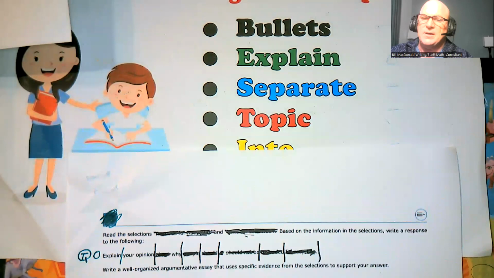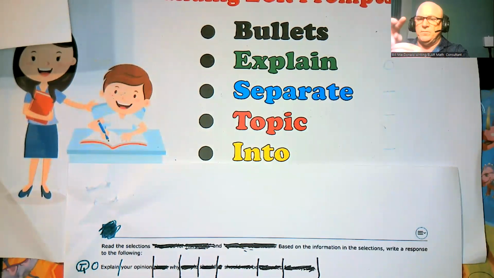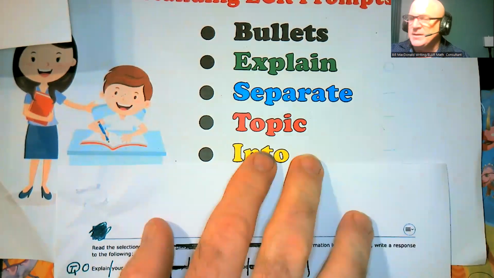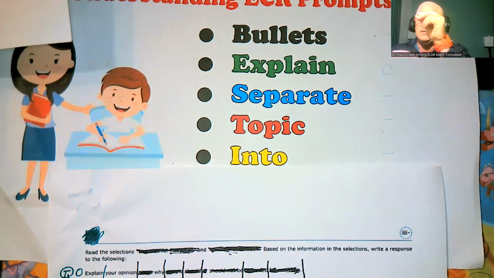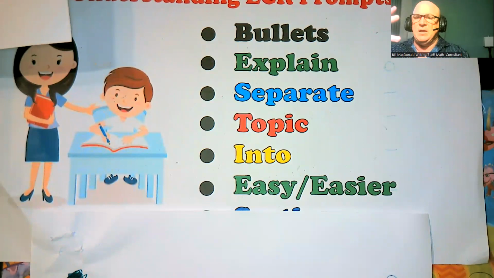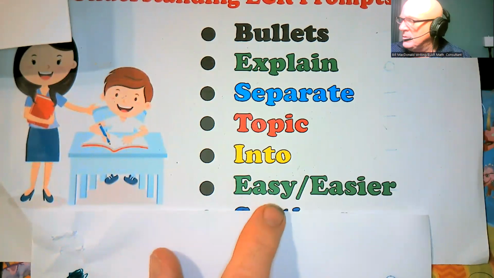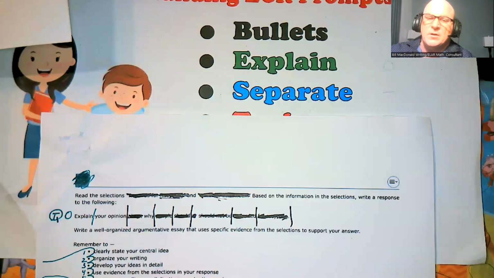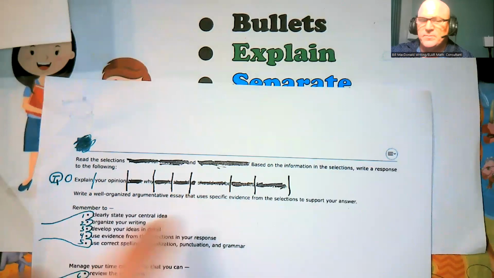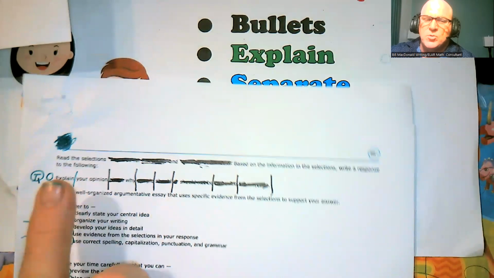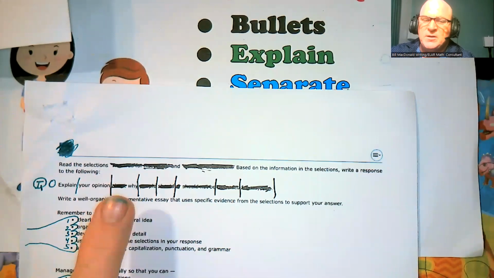How do you separate it? Into, into what? Well, probably E, Z, easy sections. The reason I'm saying that is because if some of your students are not at the sentence level, what I did here was break the prompt slash topic slash question without a question mark into meaningful chunks.